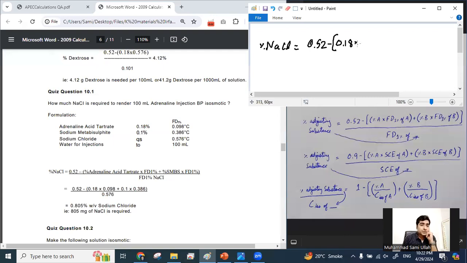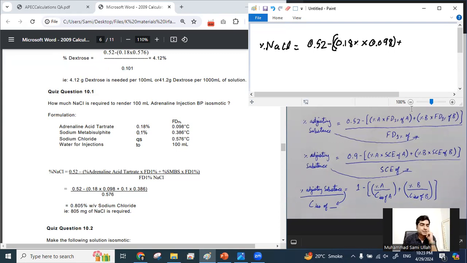Now 0.18%, and now multiply it. In the formula we are multiplying it by FD 1%. Yes, FD 1% of A. This is FD 1% of A, 0.098, and bracket close, and then we need to add it because there is an add sign here.